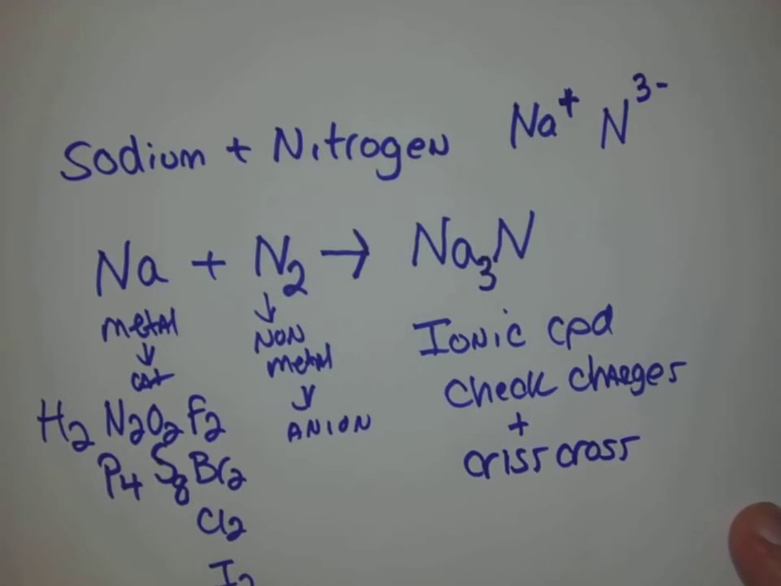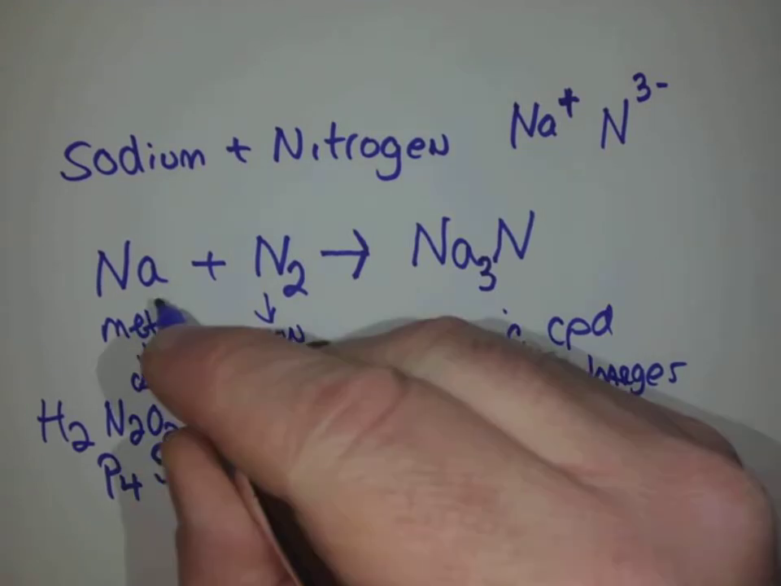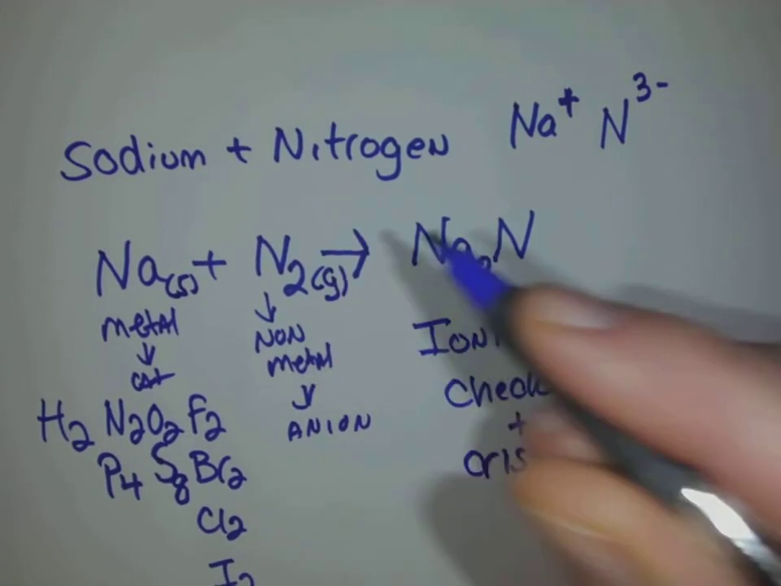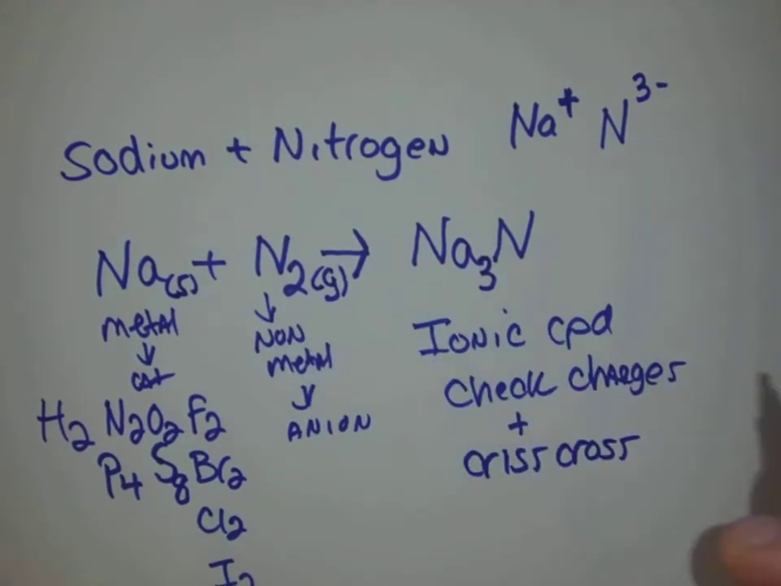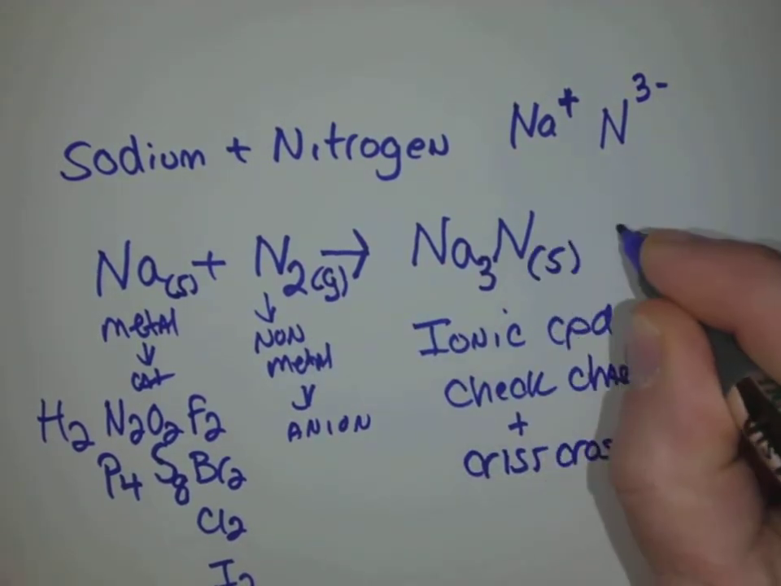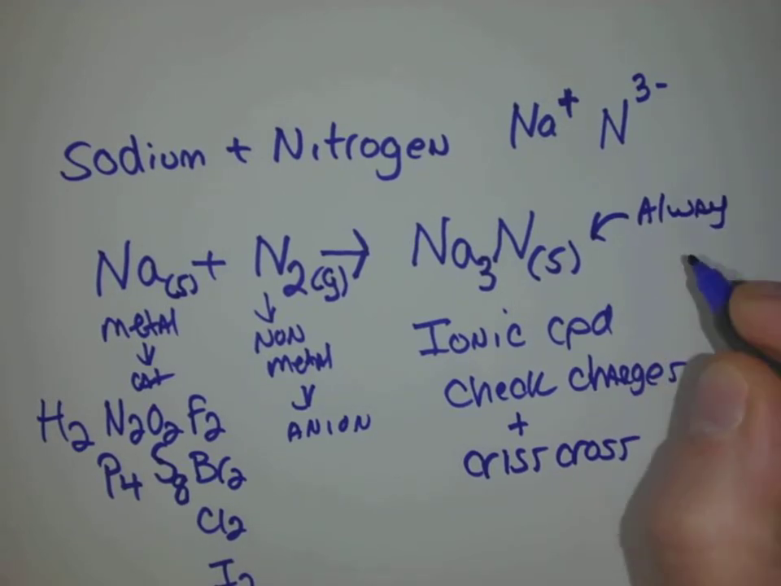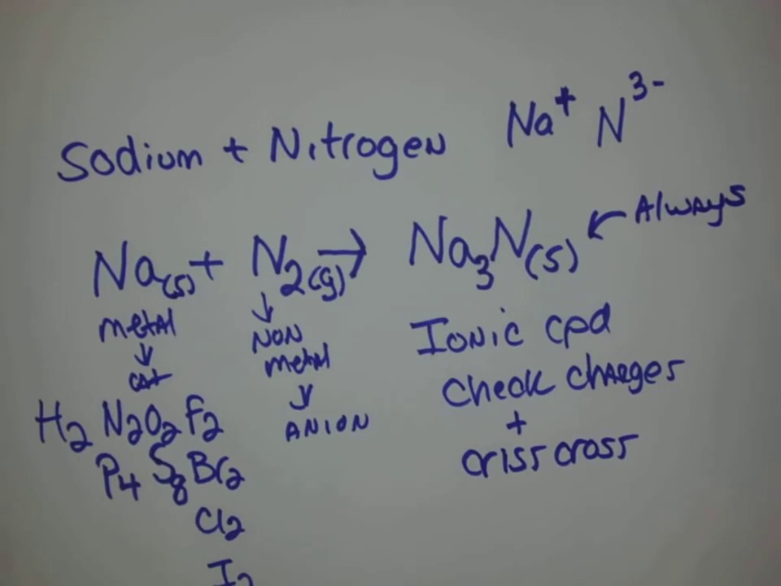Okay, and that is the one and only formula for sodium nitride. Now, sodium is a metal, so it's a solid. Nitrogen is a gas. You're breathing it right now, and this will make a solid always. So it's always a solid all the time, no matter what. Now we do have to go and balance these things.